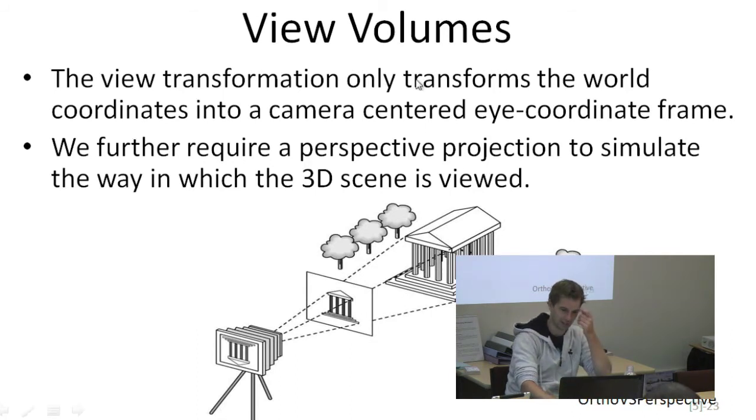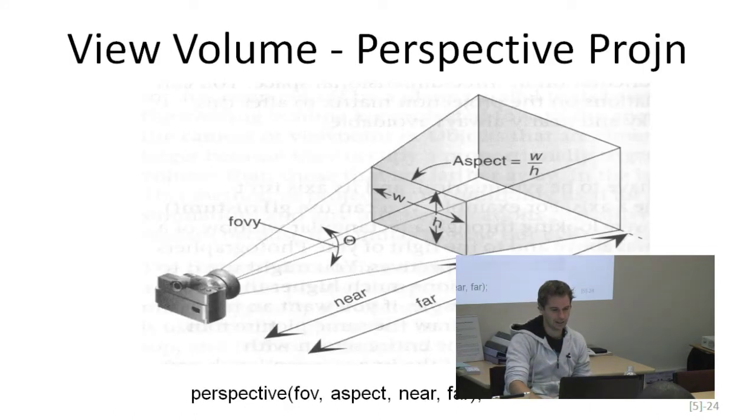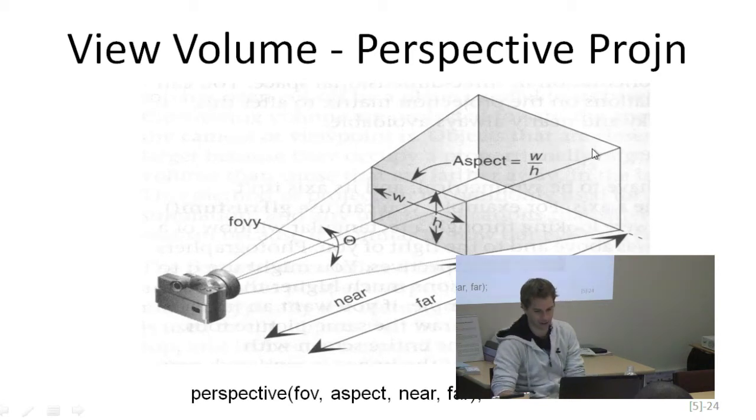The view transformation transforms the world coordinates into a camera-centered eye-coordinate frame. So essentially it converts all those 3D points into some view volume that you can then render to a 2D screen. This is the perspective projection, and we create it by calling perspective, and we specify the Y field of view of the camera, so the vertical field of view, the aspect ratio, which is the width and the height of the frame, and then two clipping planes, the near plane and the far plane.